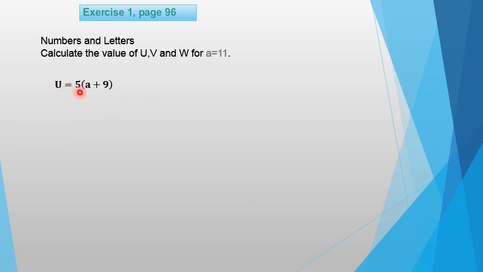U equal 5 into a plus 9. First, I have to replace a by 11 as given. So it will be 5 into 11 plus 9. According to PEMDAS rules, priority goes to solve what's inside the parentheses first. So 11 plus 9 is 20. We should write equal 5 times 20, which is 100. So the value of u is 100.